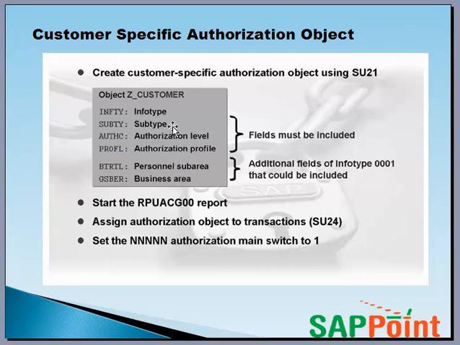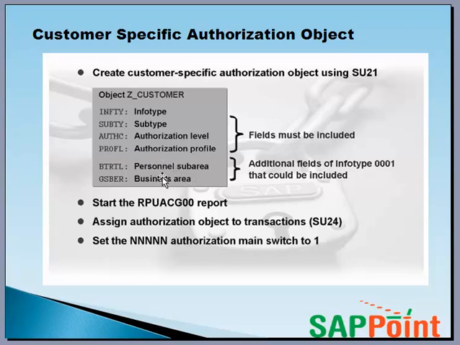Now, there is a prerequisite for doing so. One of the prerequisites is that the fields that you want to use for security purposes have to be part of info type 1. So you cannot blindly pick any field that you want and make it part of the authorization object and build security around it. The field that you select for restricting data has to be part of info type 1. For example, personal sub area and business area are part of info type 1.